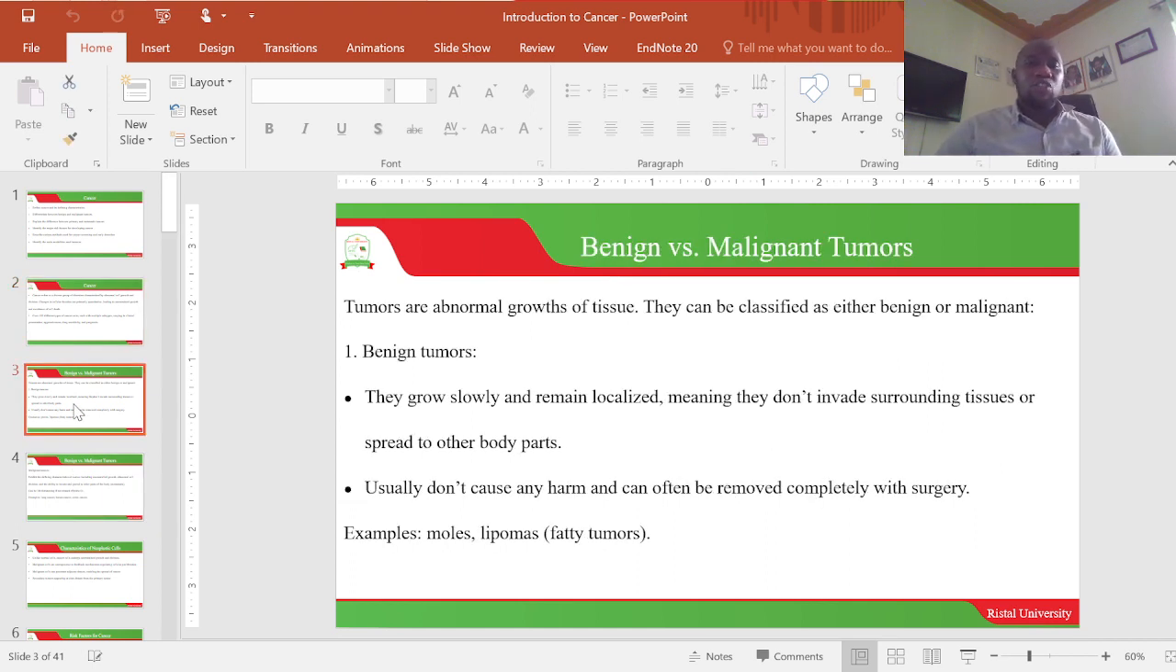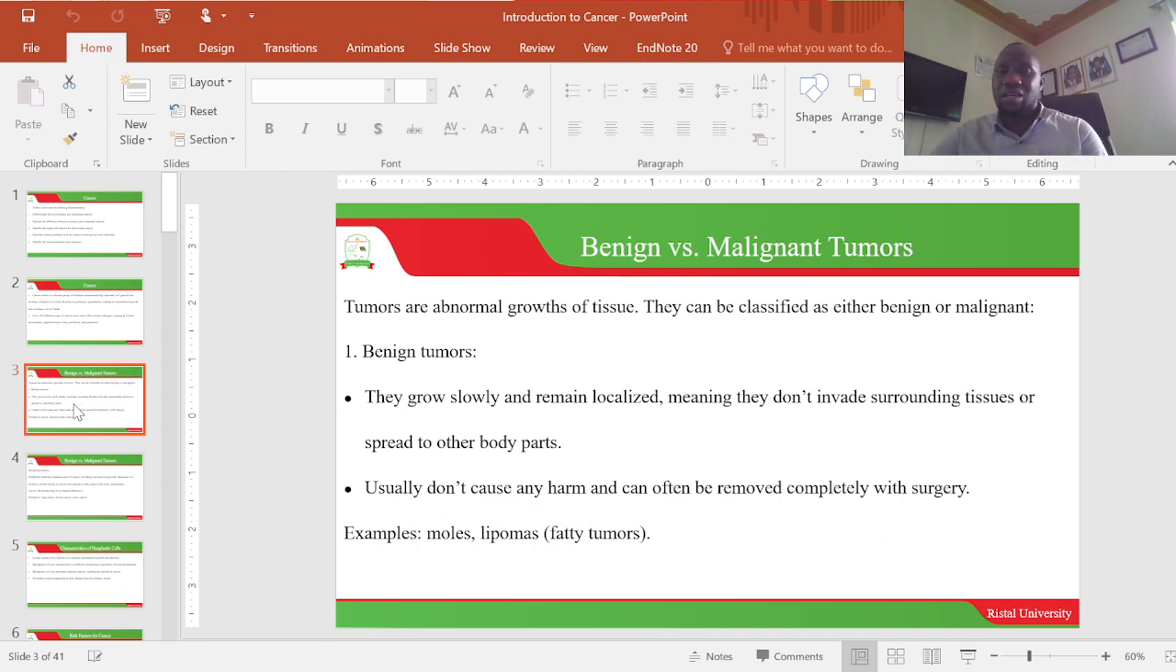So those things determine the prognosis of cancers. Tumors are either benign or malignant. When we say they are benign, we are basically saying that they don't invade or move to the neighboring tissues and affect them. Before we look at that, perhaps we need to know what tumors are. Tumors are basically abnormal growth of tissues. These tumors can be cancerous, and we call them benign if they remain localized and don't invade the neighboring tissues.